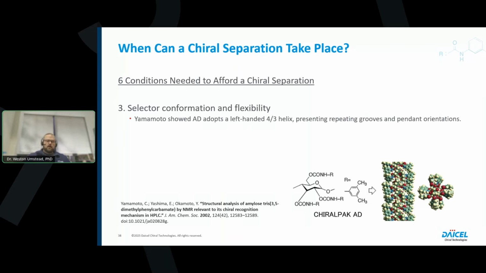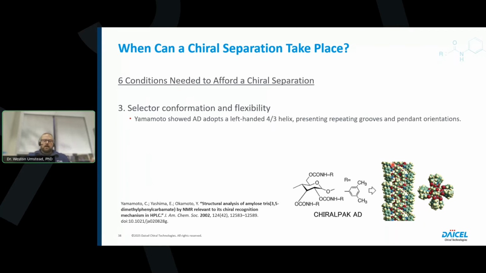So what Professor Okamoto and others in his group showed is that these chiral stationary phases based on cellulose and amylose form left-handed helical structures, and in doing so form a repeating pattern of grooves and pendants. So you'll see here this 4-leaf clover pattern. You've got these little wedges on the outside corners of the chiral stationary phase here, which is what we would call our chiral grooves. And along the outside edge of the chiral grooves are your pendants in all variety of different orientations.